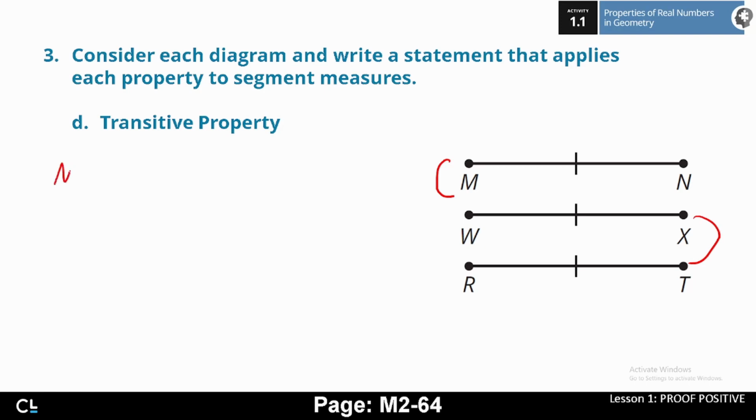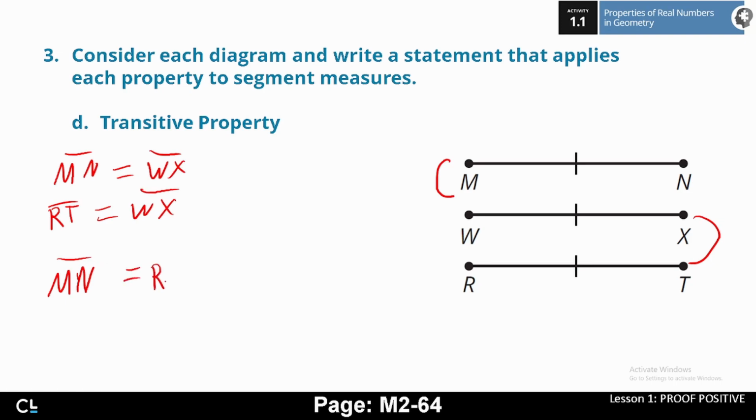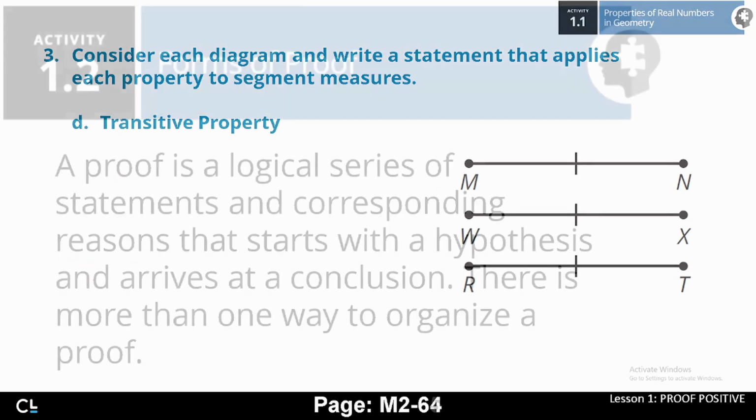So let's say MN is equal to WX, but then we also know that RT is equal to WX. So what could we say? We could say that MN is equal to RT. Nice and simple. Using these properties, right? And this is our transitive property.